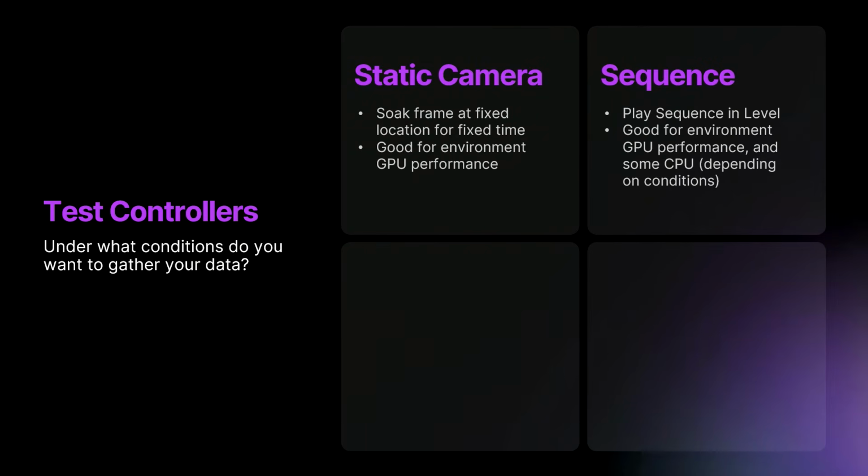Sequence, tried and true. We play a sequence, and again, really good for environment GPU performance. And then depending on what you set up in your sequence, you can also test other stuff. Replay runs, we're going to talk about this in a second, but basically we play a match and then we can replay all the network traffic. And this one is where we can get into some really cool gameplay performance testing as well, because it's, again, playing back that network traffic.